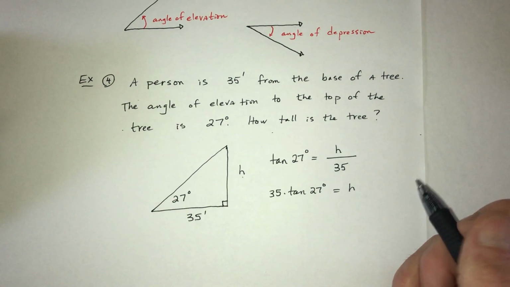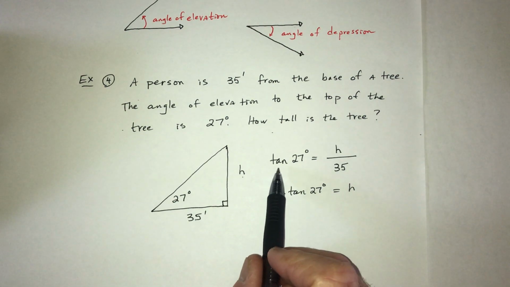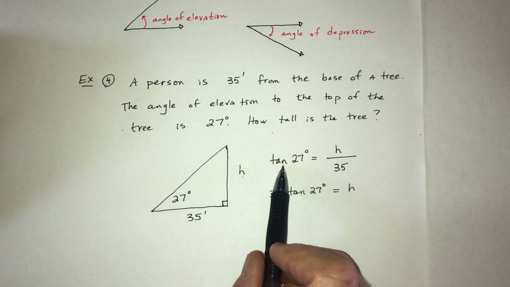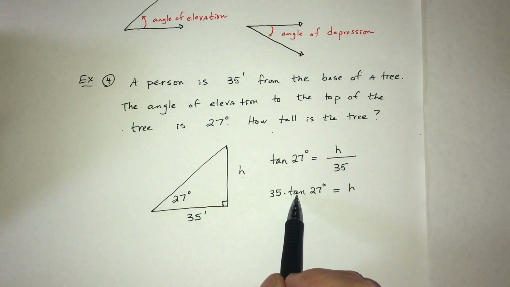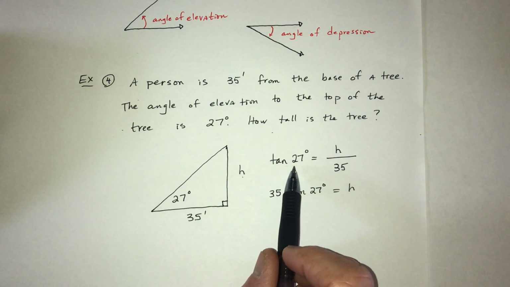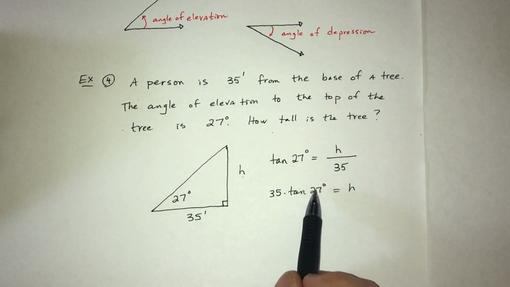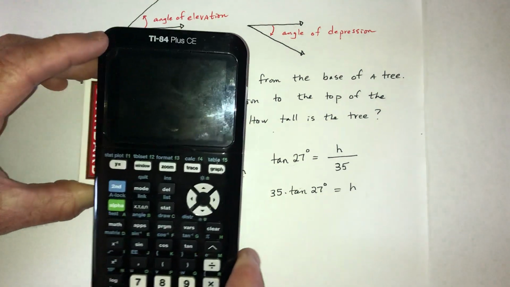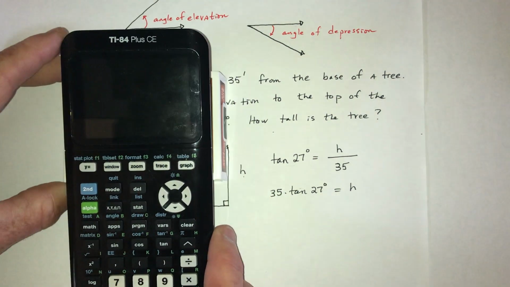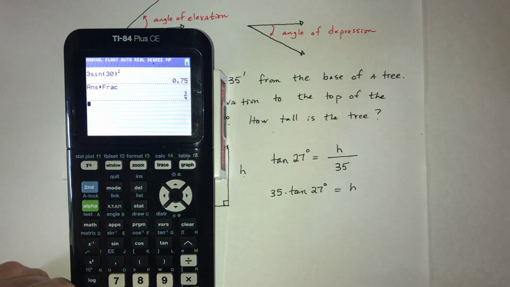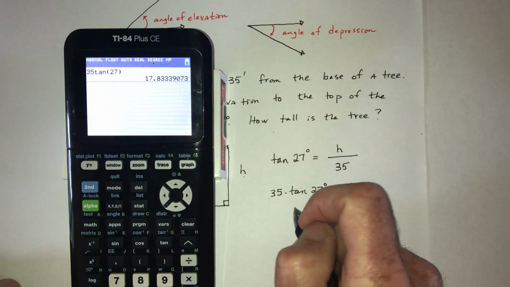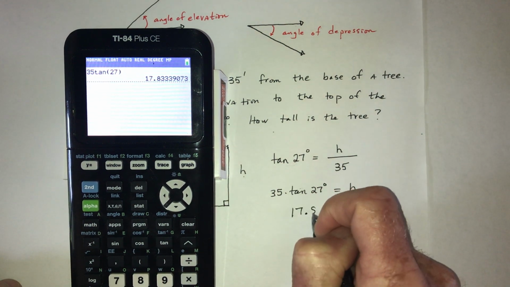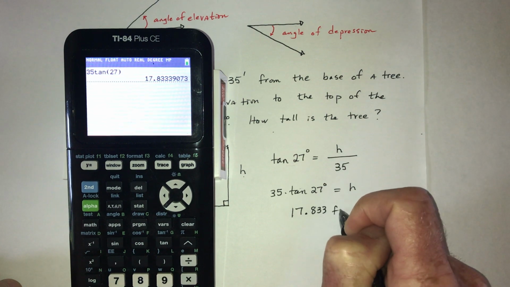And then type that into the calculator. So when you're doing this math right here, do not type this in a calculator and get a decimal and then put the decimal right here. It's more accurate to just use the word tangent of 27, type the whole thing in the calculator after you've done the algebra. So 35 tangent of 27. So the tree is 17.833 feet tall.